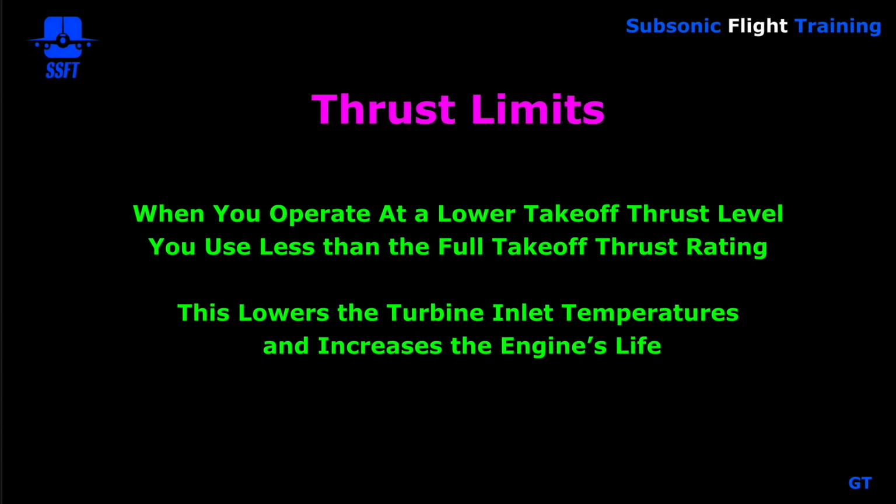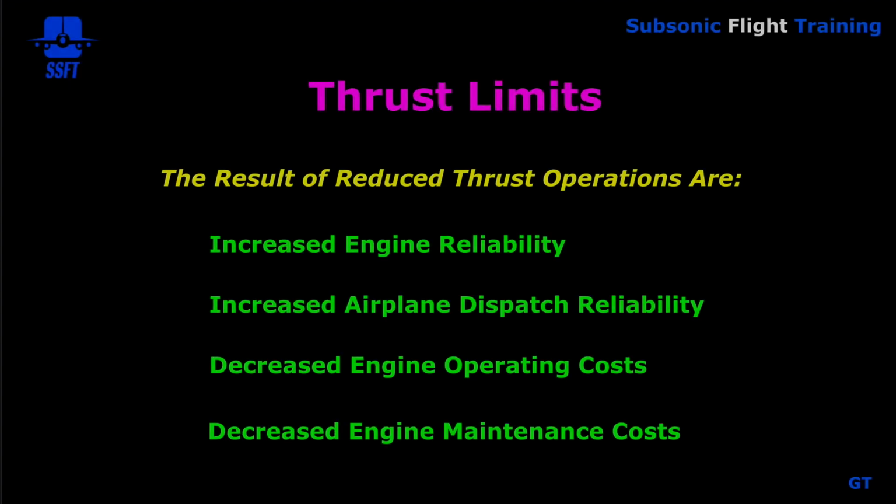When you operate at a lower takeoff thrust level, you use less than the full takeoff thrust rating. This does a couple of things. It lowers the turbine inlet temperatures, and it increases the engine's life and saves money. The result of reduced thrust operations is increased engine reliability, because you're operating at less of a power setting than full takeoff thrust. You increase dispatch reliability for the airline, you decrease engine operating costs, and you decrease engine maintenance costs.